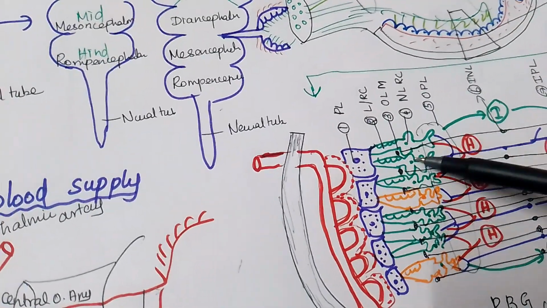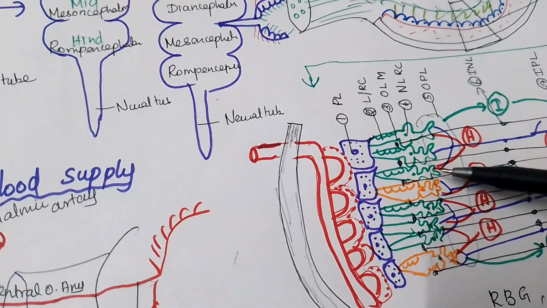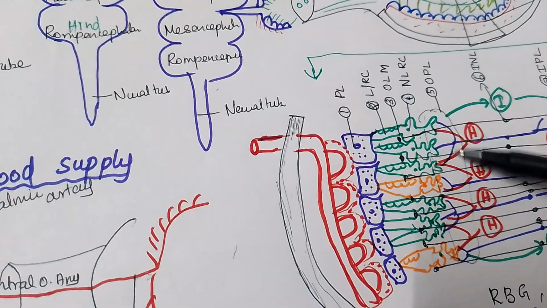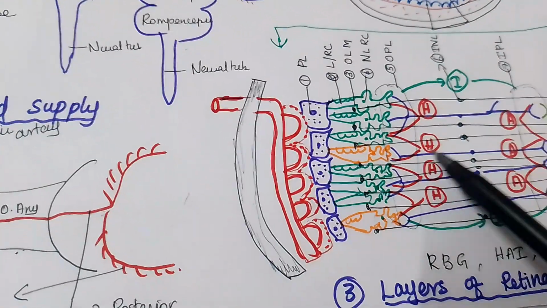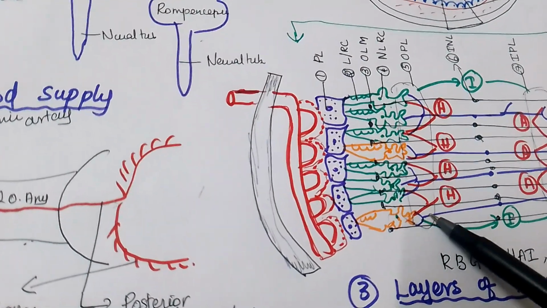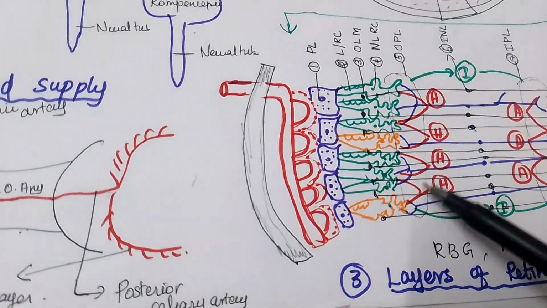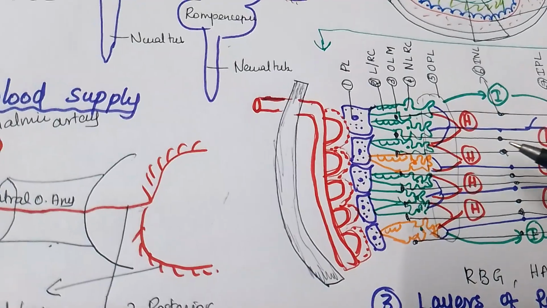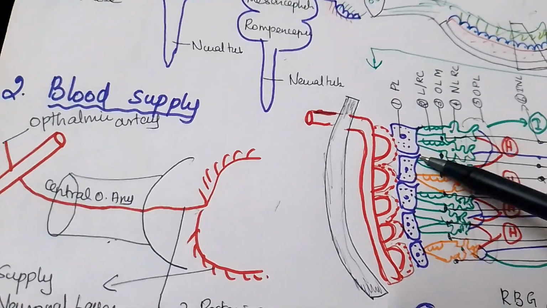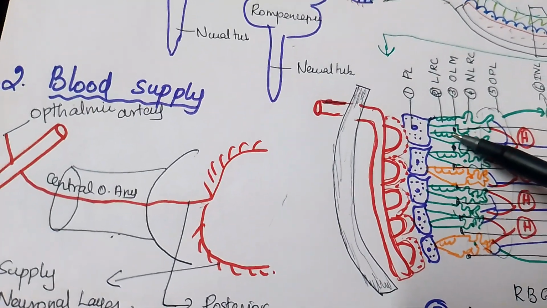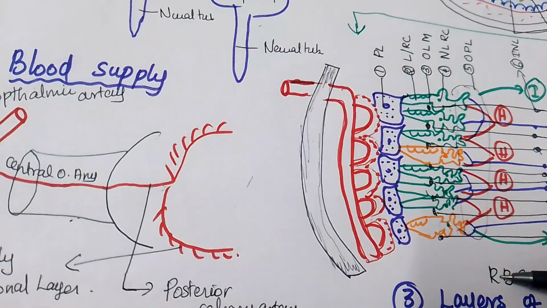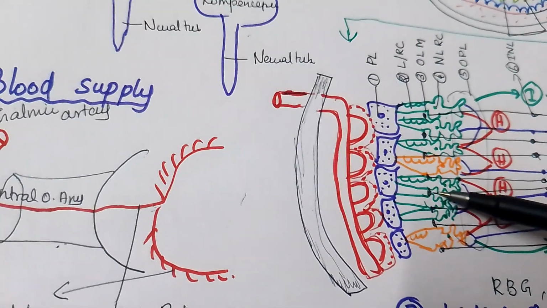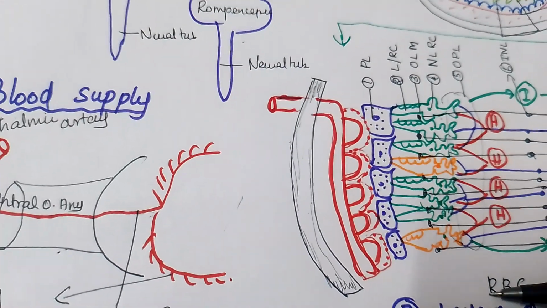This is one string coming. If you closely see, many rods are connected together, but for the cones a single line will be coming. Cones will be connected in a single form, not like this one. So they are very few in number. This one you can remember as RBG. Okay, RBG. It is an easy form you can remember: receptor cell, bipolar cells, and ganglion cells.